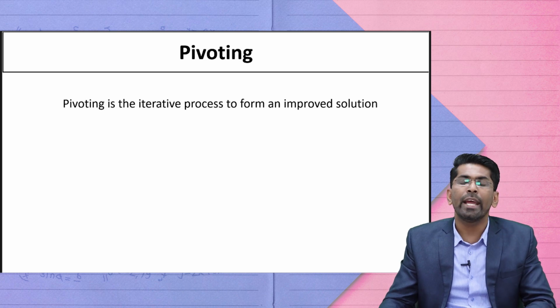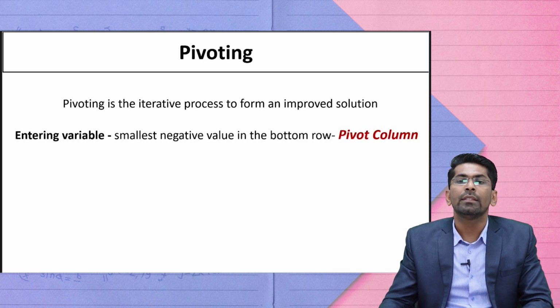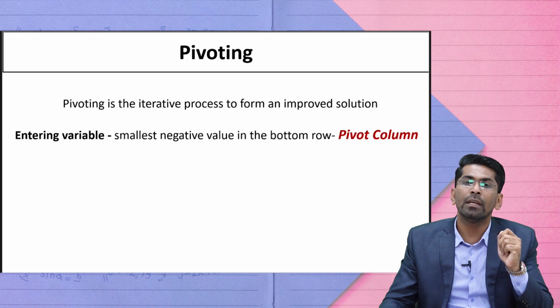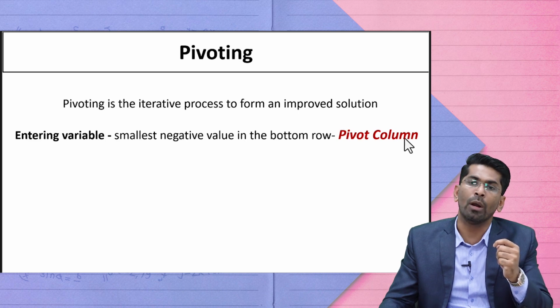So what do we actually mean by the entering variable? The entering variable corresponds to the smallest or most negative entry in the bottom row of the table. So in the given simplex tableau, we have to check and pick up the smallest negative value in the bottom row, and that particular column is marked as the pivot column.